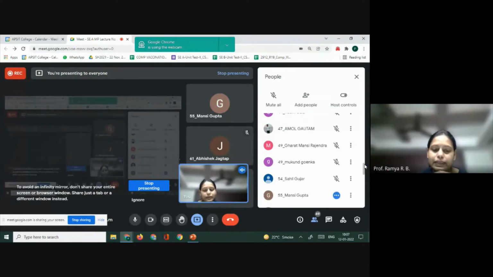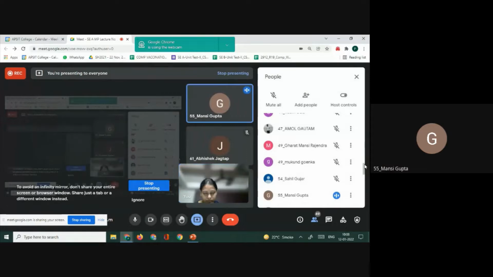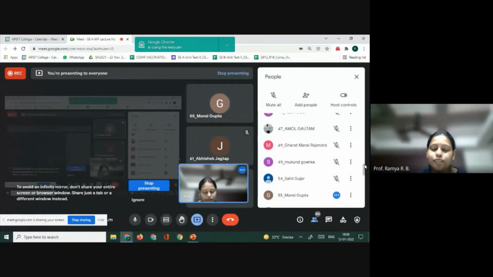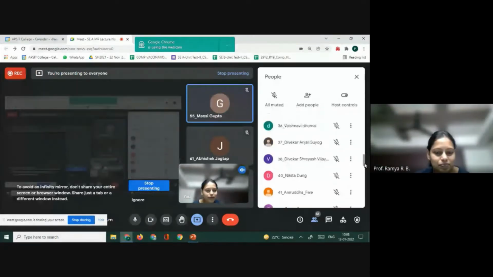When I say memory in relation to 8085 and 8086, which memory am I talking about? Ma'am, primary memory. Why primary memory? Ma'am, because it was invented very early, like 8085 and 8086. So at that time, secondary memory was not in existence. Okay, good, good. That means you people are listening.